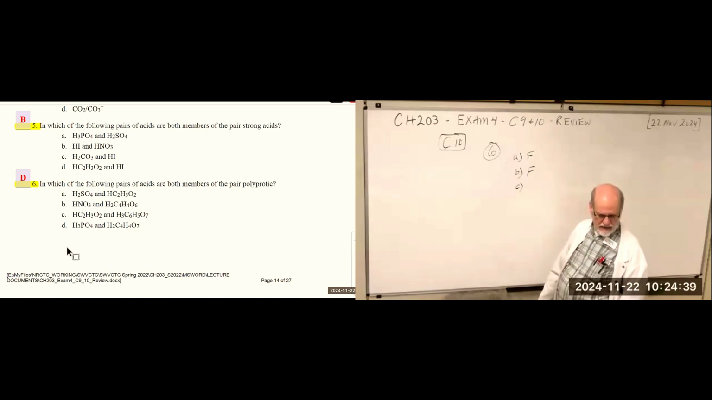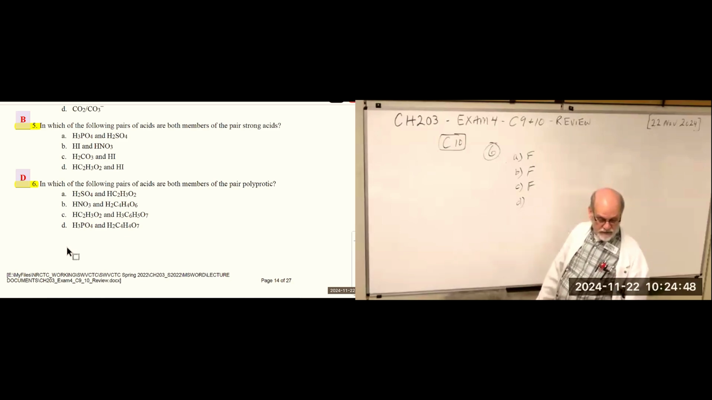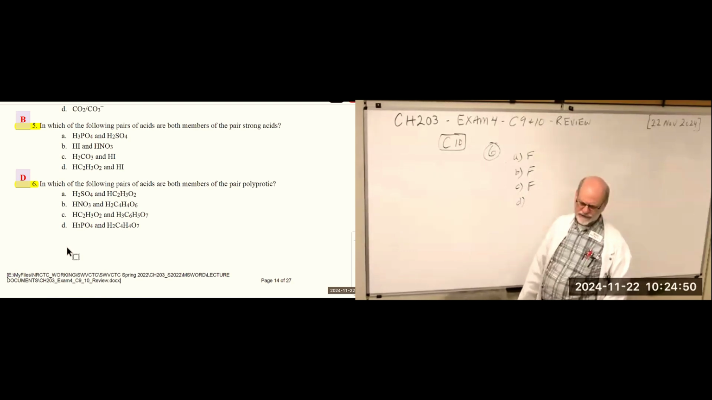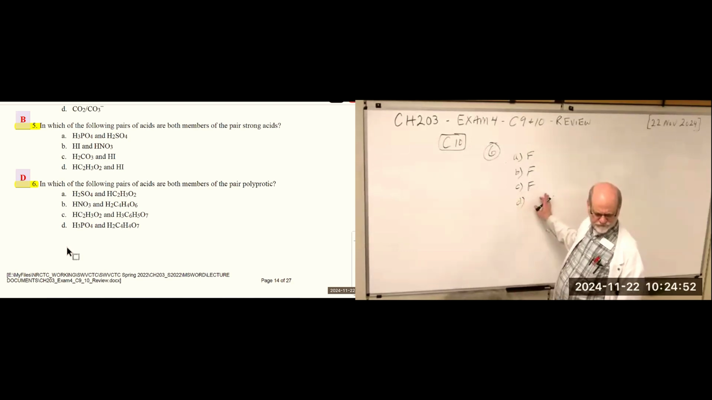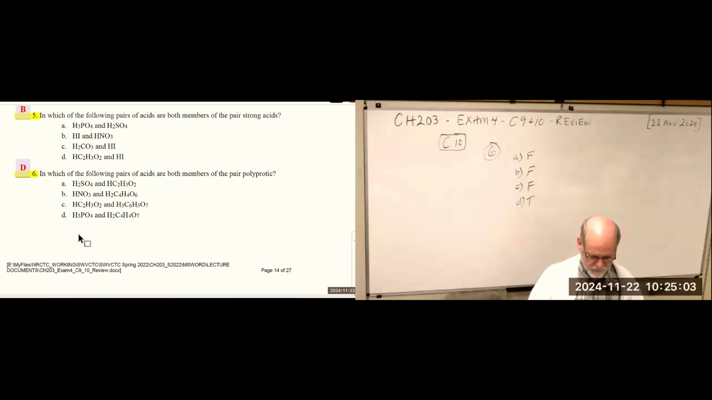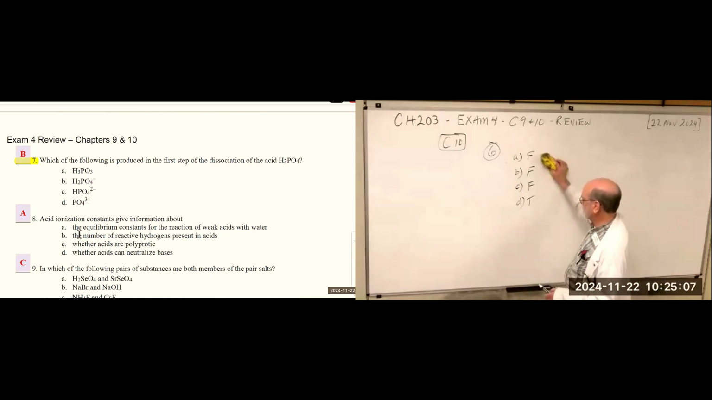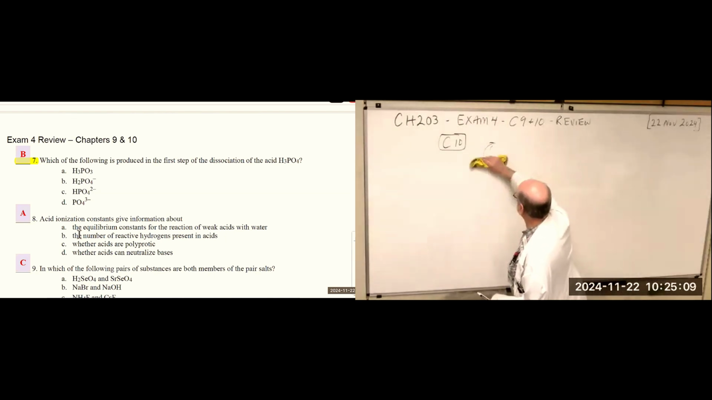C, same thing. Acetic acid is monoprotic. And D, H3PO4 and H2C4H4O7. I'm not sure what that is. Both of those are polyprotic. Right? D is the one. We're just focused on those hydrogens so we don't have to know what the rest of the molecule is.